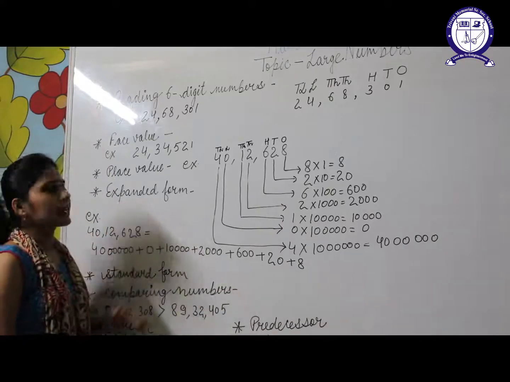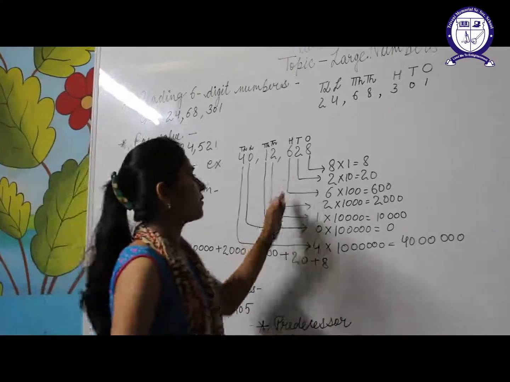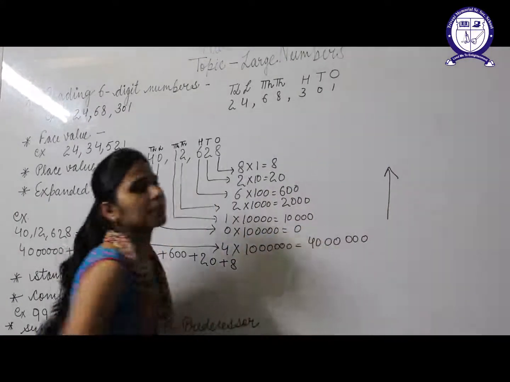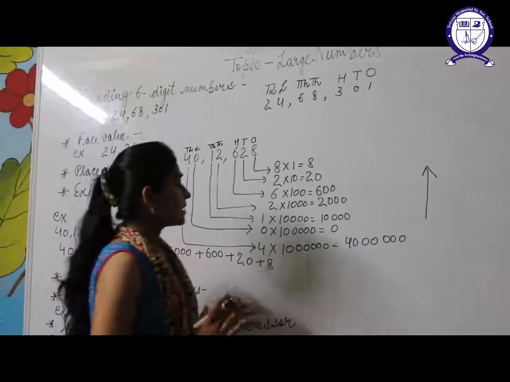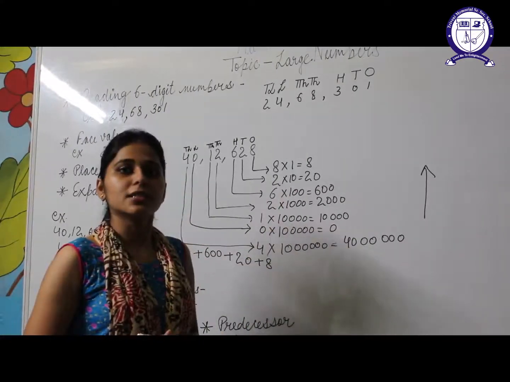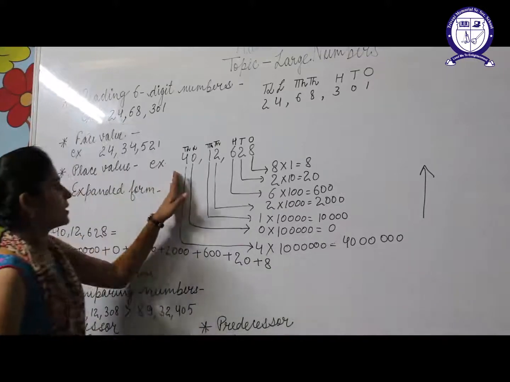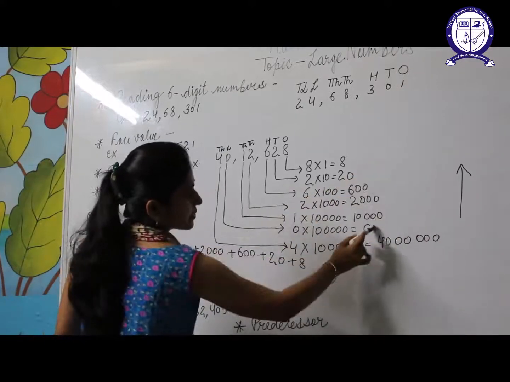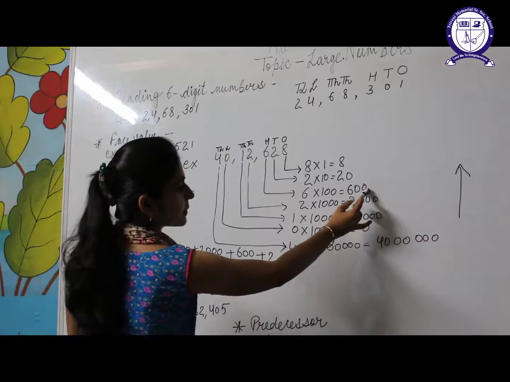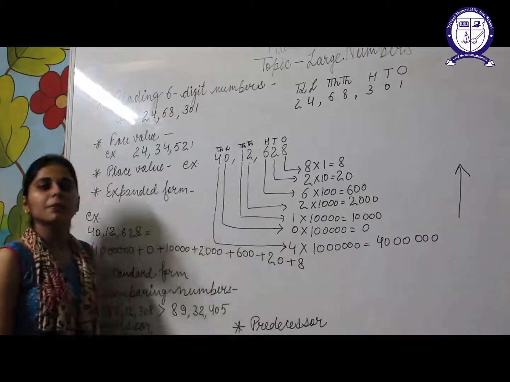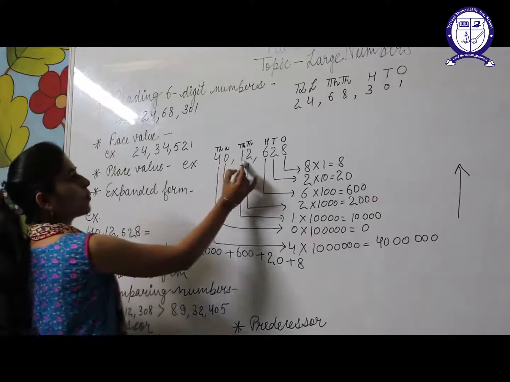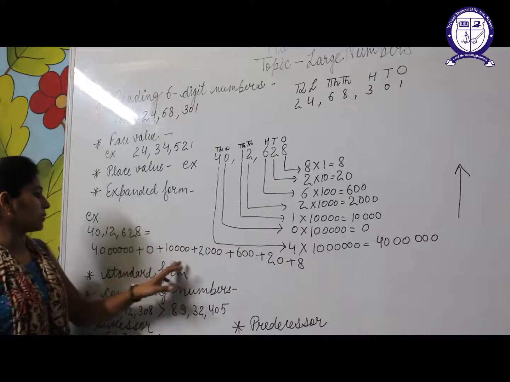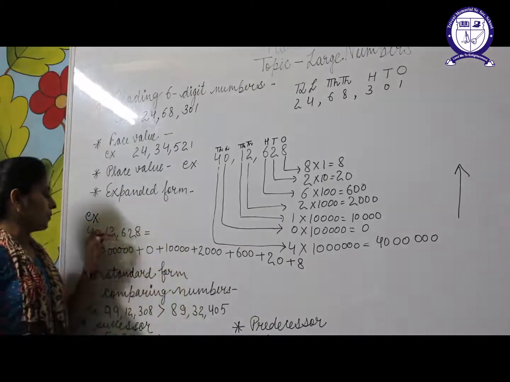Now next topic is expanded form. For expanded form, we first write the place values, then we write these place values from downside to upside. So the addition of these place values will give us the expanded form of the number. Suppose in this number, how will we write the expanded form? We will start writing from the downside: 40 lakh plus 0 plus 10,000 plus 2,000 plus 600 plus 20 plus 8 will be the expanded form of 40 lakh 12,628.